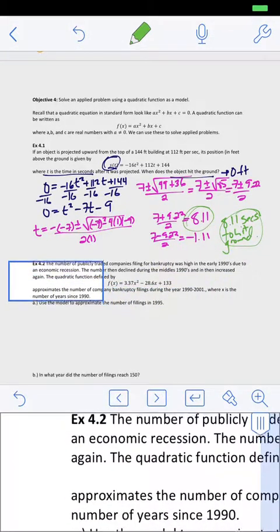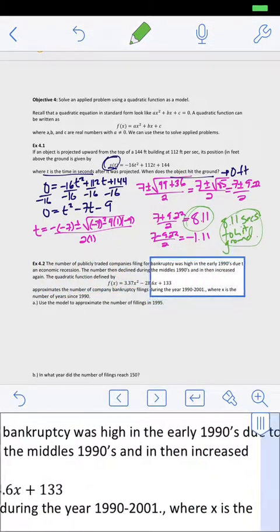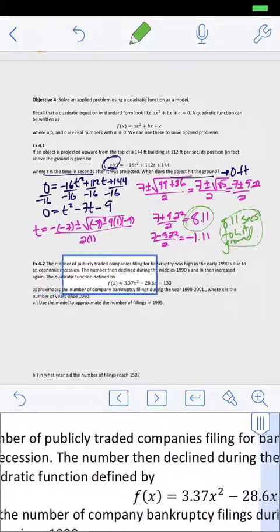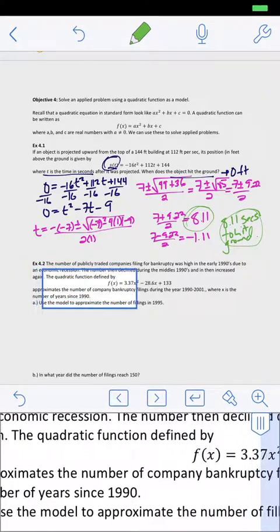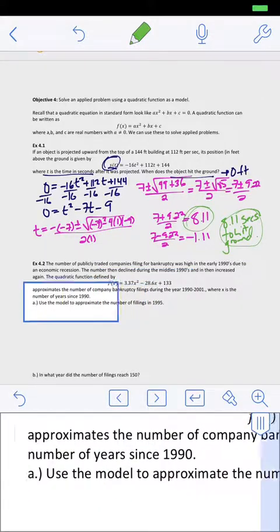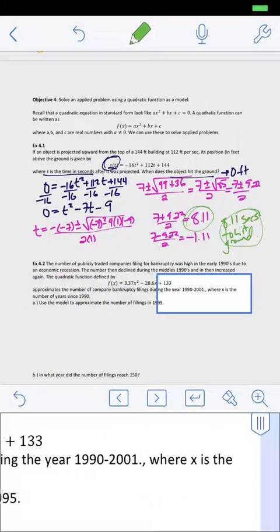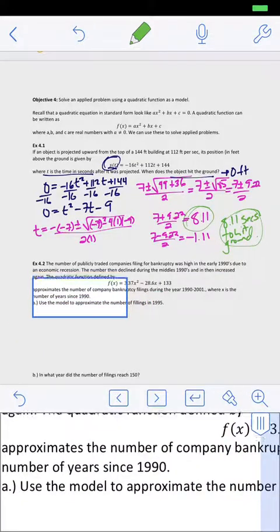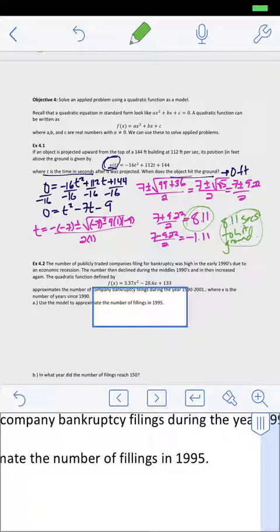Alright, let's try one more of those. The number of publicly traded companies filing for bankruptcy was high in the early 1990s due to economic recession. The number then declined during the mid-1990s and then increased again. The quadratic function defined by f of x equals 3.37x squared minus 28.6x plus 133 approximates the number of companies filing for bankruptcy during the years 1990 to 2001, where x is the number of years since 1990. Use the model to approximate the number of filings in 1995.